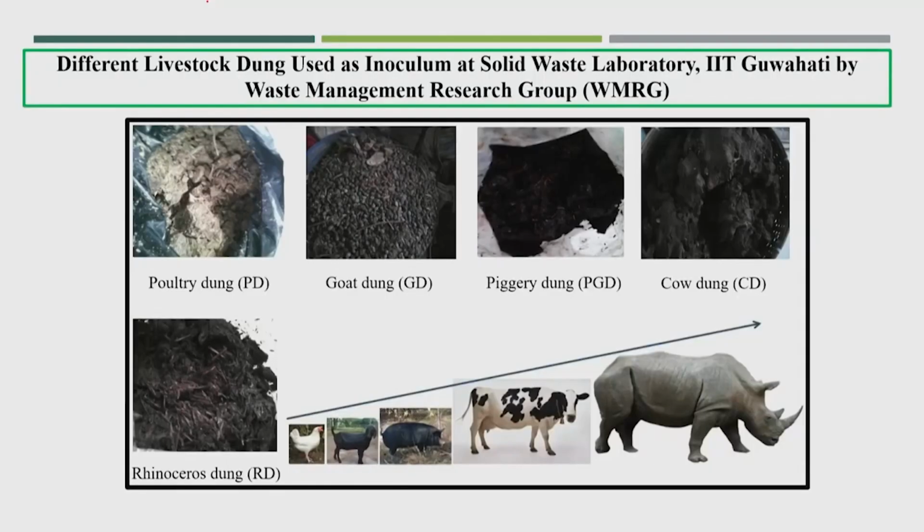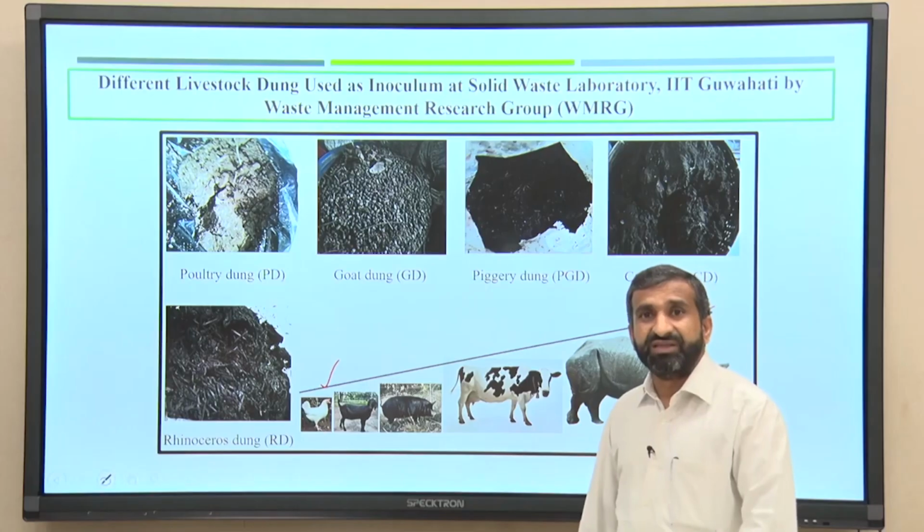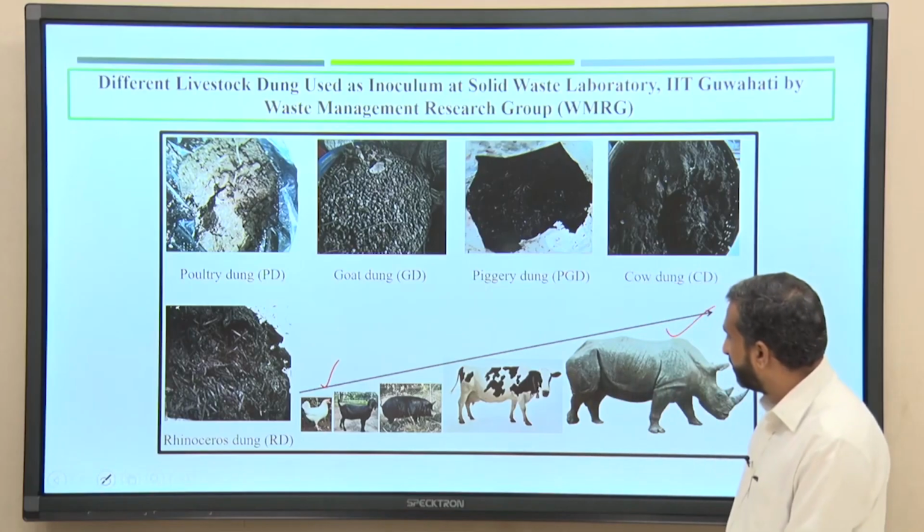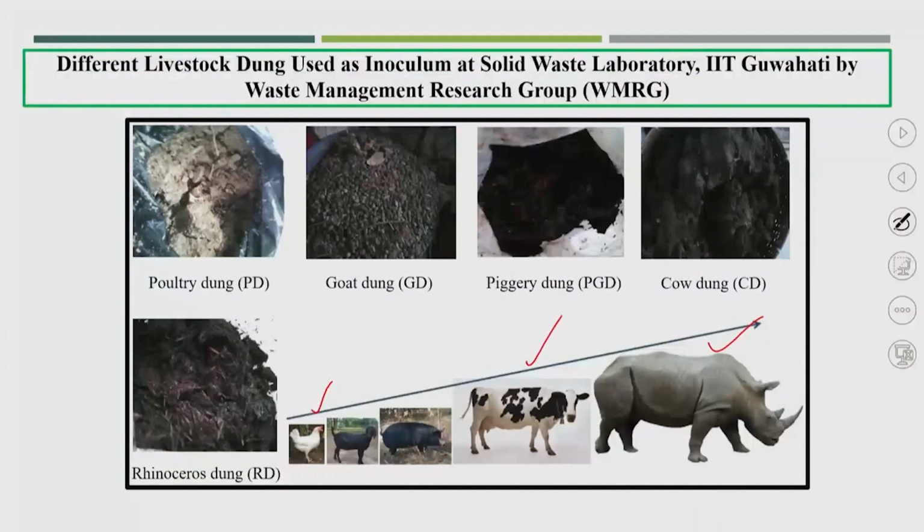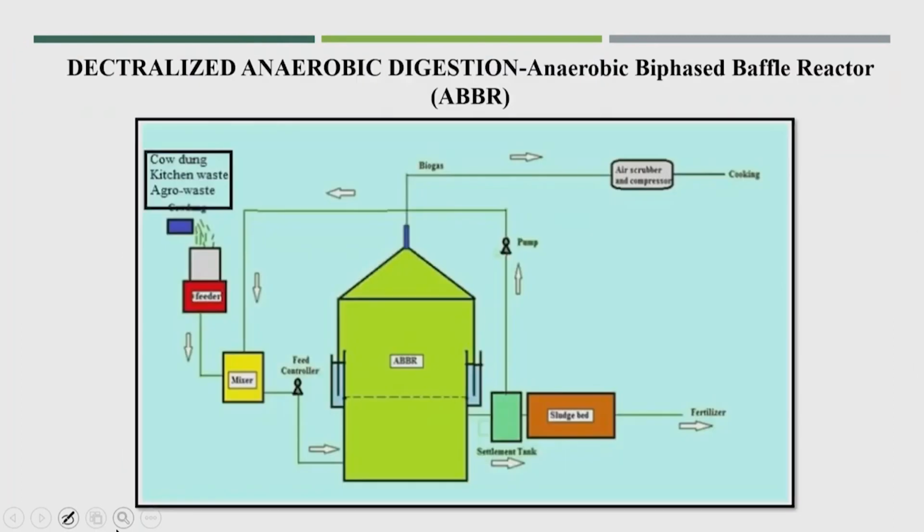Also, some research has been done on different kinds of cattle dung, comparing the smaller cattle to the bigger cattle, based on how beneficial their dung is for biogas production. It was found that cow dung is the best for the degradation process.